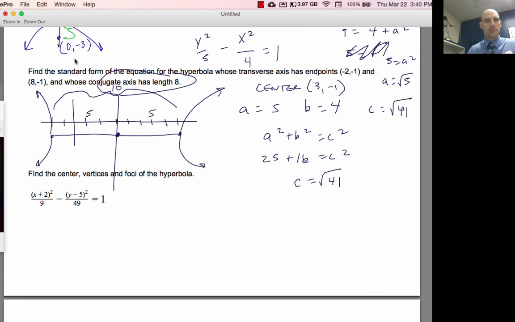What do I need to do? I need to find the standard form of the equation. It's crossing my x-axis, so my x comes first, and my center is at 3, -1, so I've got x minus 3 squared, accounting for the fact that the center is moved, over a squared, which is 25, minus y plus 1 squared over 16 equals 1. That's all there is to it, guys.